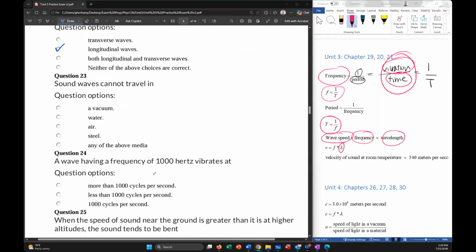Sound waves cannot travel in what? Sound always needs a medium to travel. If there is no air, sound cannot travel. So the right answer for this question is vacuum. Sound waves cannot travel in a vacuum because there is no air, and mechanical waves like sound need a medium to travel.